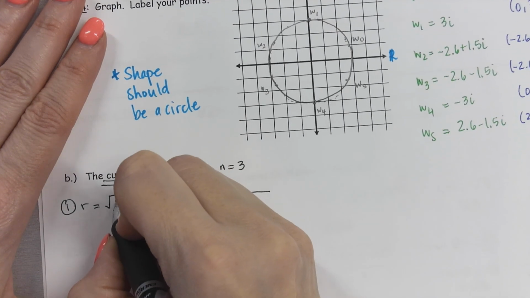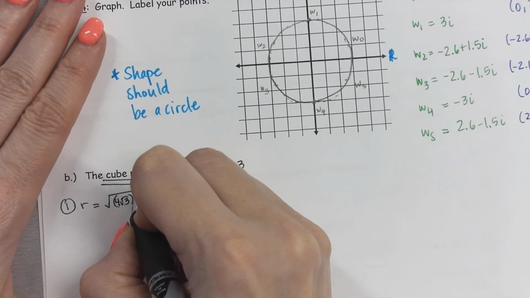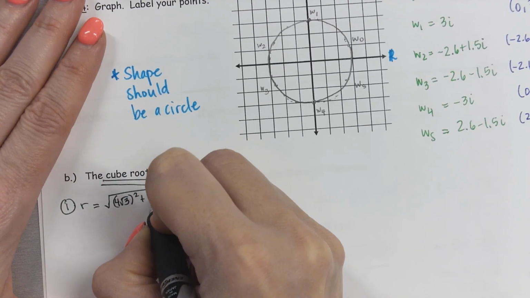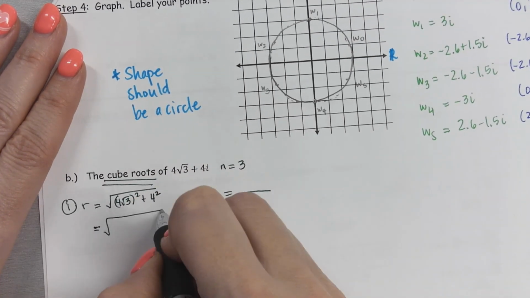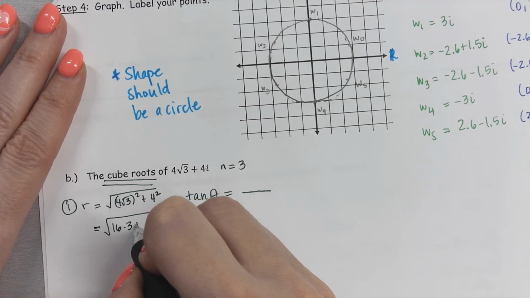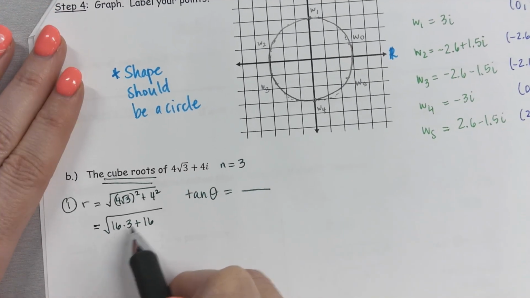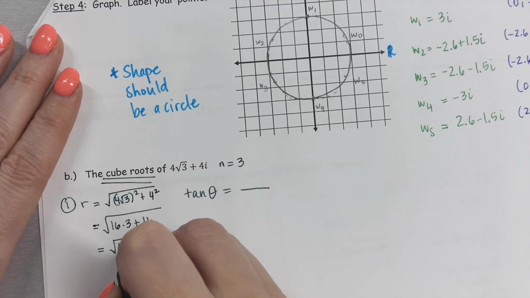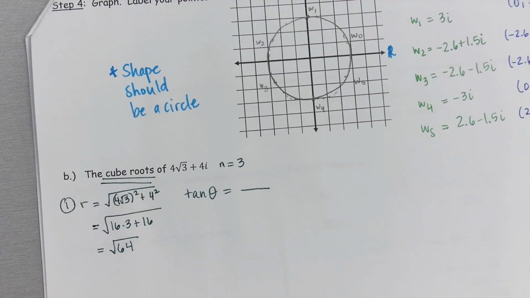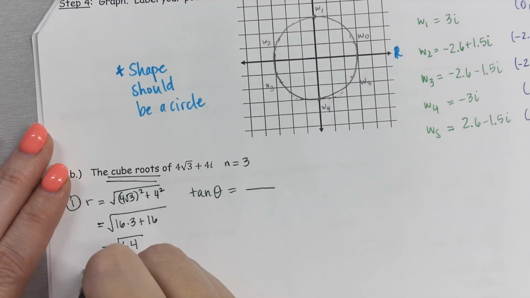So when you do 4 root 3 squared, think about what's happening there. Okay, so 4 squared, 16. Root 3 squared is 3. Okay, 16 times 3 is 48. 48 plus 16, 64, square root of 64, 8. So that's going to be your r value.